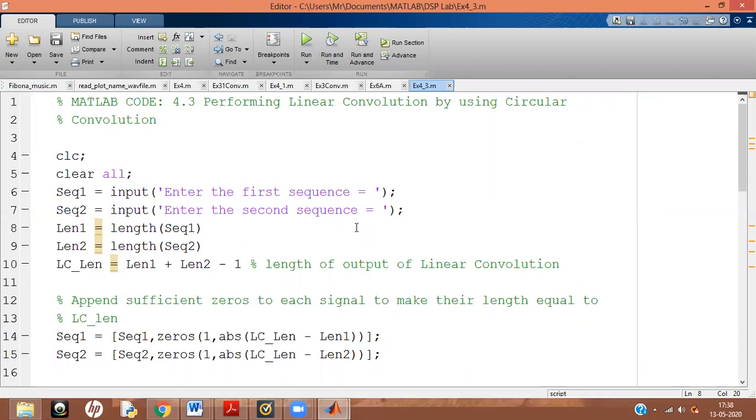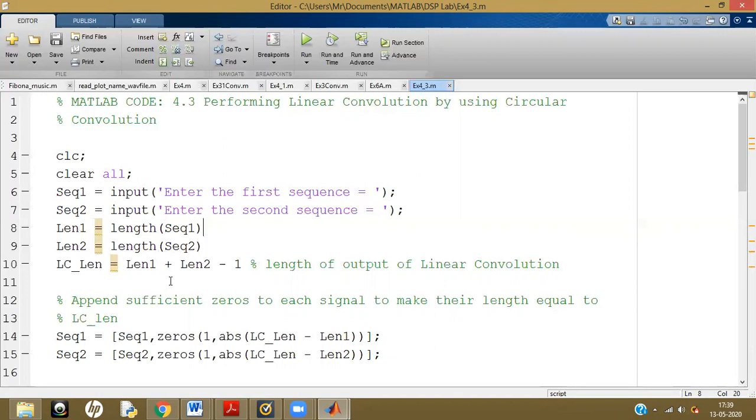Here you can see I have already keyed in the whole program, and it is in the accompanying PDF file along with this video. You can download it and execute the program on your system. This is performing linear convolution. These are our comments, and I'm clearing the screen, the command window, and all the previous variables. Then I'm asking the user to enter the two sequences, sequence 1 and 2, and I'm obtaining the lengths of the two signals using the inbuilt function length, giving length 1 and length 2.